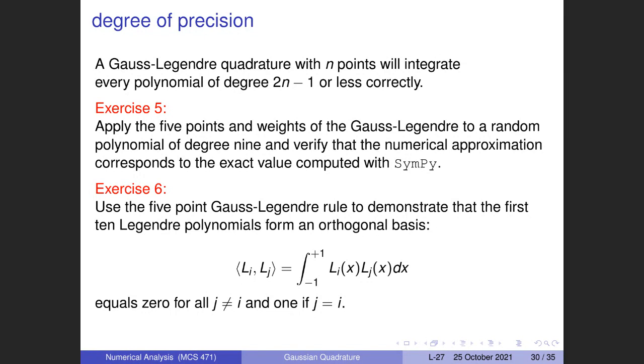We have an orthogonal basis. You can verify this: we have symbolic representations for all the Legendre polynomials. We use the integrate command to compute all the inner products. It's called a Gramian matrix that you compute here. It's a symmetric matrix that verifies the orthogonality of the basis.